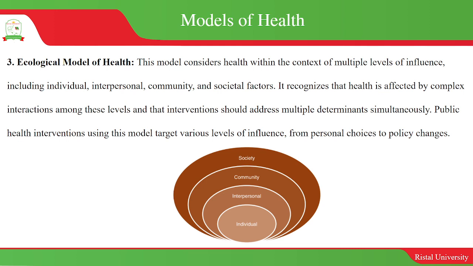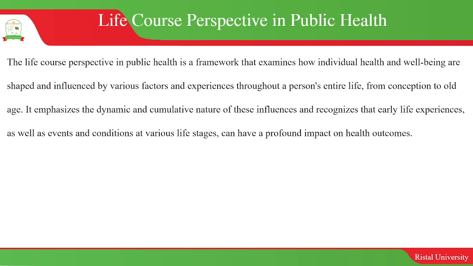So the ecological model of health emphasizes that health within a given context can be influenced by a number of factors which can occur at individual, interpersonal, community, and societal level. And then we have the life course perspective in public health. This is to say that by the time someone gets a particular disease at a given age, that outcome does not happen from the blue, but it happens because of different factors and experiences that the person has been getting throughout their life.